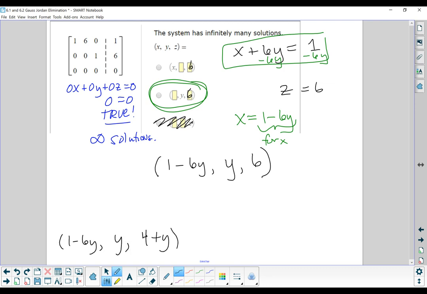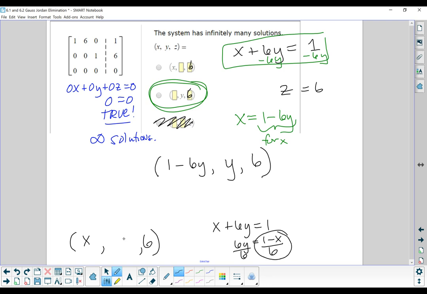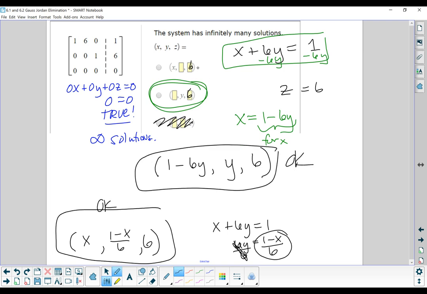Now, it's also possible that you'll have something like with a y in all of the spots. We had some systems like that. It's also possible that you might have chosen to solve for y. So if you wanted to use x in your answer, you would have just solved for y. So if I solve for y, I get 6y equals 1 minus x. I divide by 6, and this would go in that middle spot because that is what y is. So this would be an okay answer, and then this would be an okay answer. So it could be either of those.